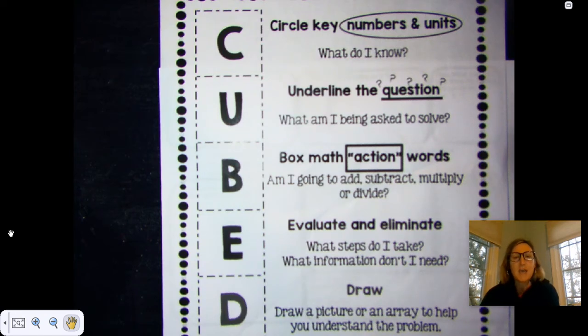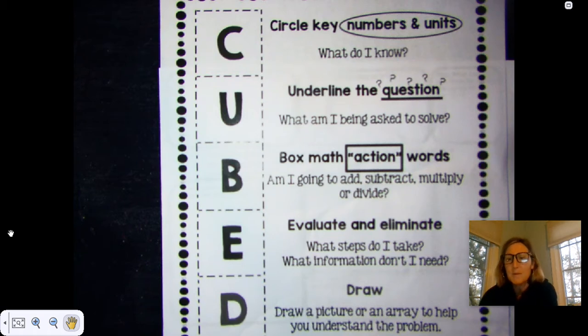But this is a little helper sheet that we're going to use to break apart word problems, make sure you understand them, make sure we're getting the correct information out, and making sure that we are solving the questions that they are asking us. So let's do a quick little overview.